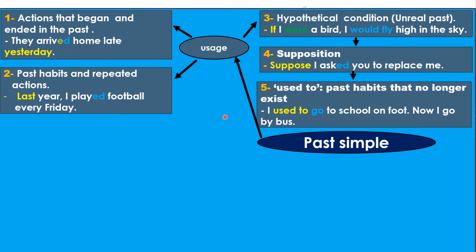Number 5, used to, and it expresses past habits that no longer exist.